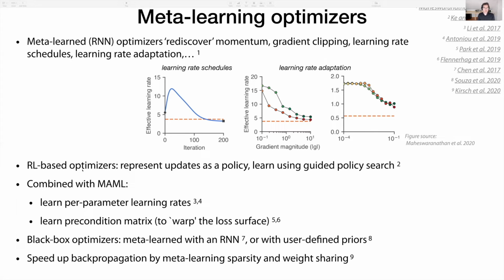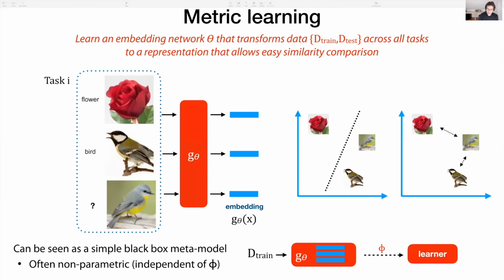You can also add an optimizer to MAML. So then you do both initialization and optimization in a fully gradient-based way. For instance, you can do this for learning different learning rates per parameter, as we saw before, or you can learn how to warp the loss surface to get better predictions at test time, or better adaptation at test time.